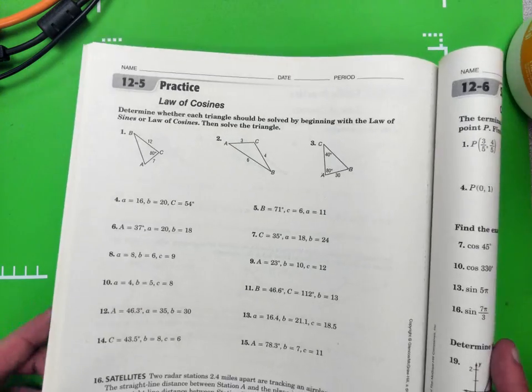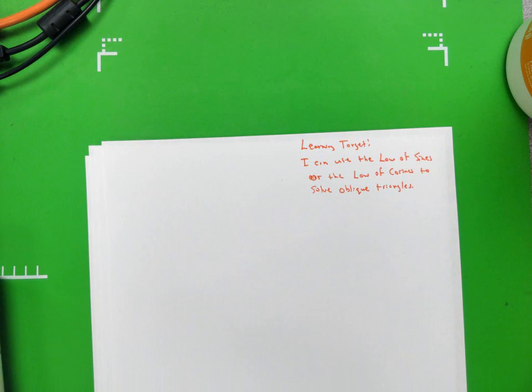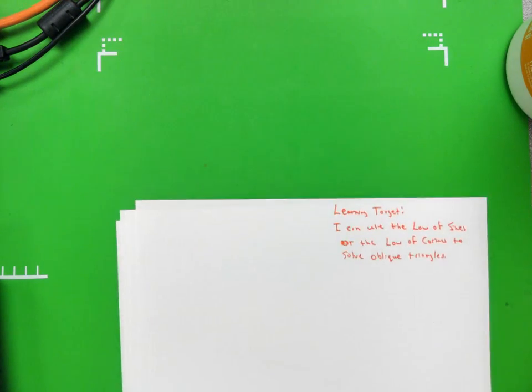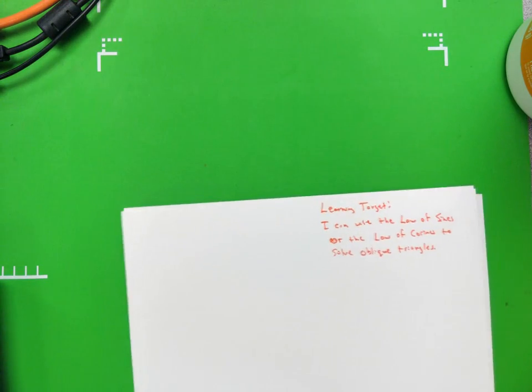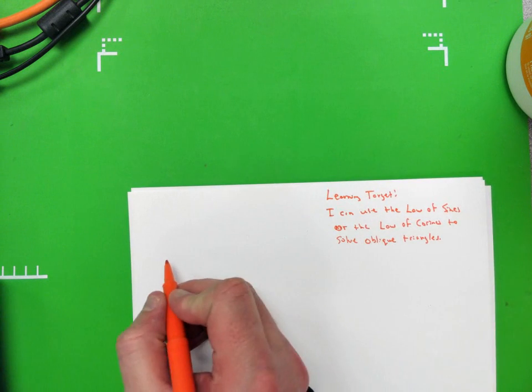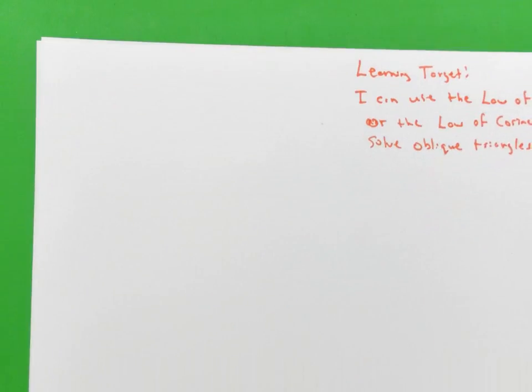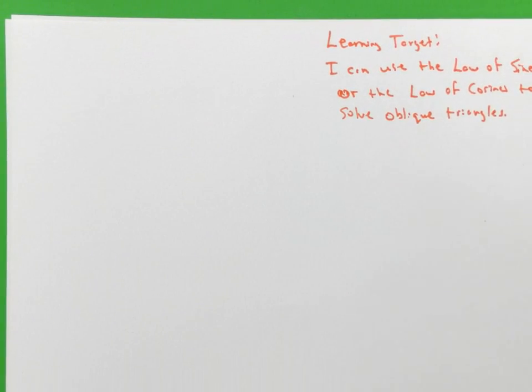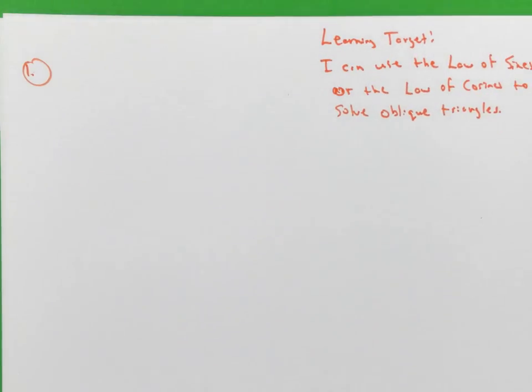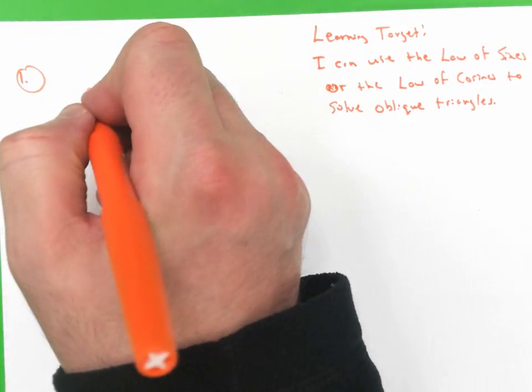Alright, so let's look at number 1. I'm going to draw number 1 on here. And if you already know how to do number 1, that is great. I'm proud of you, but I still want to go over it just to make sure. Alright. I'm going to zoom in a little bit here. So on number 1, we have a triangle.